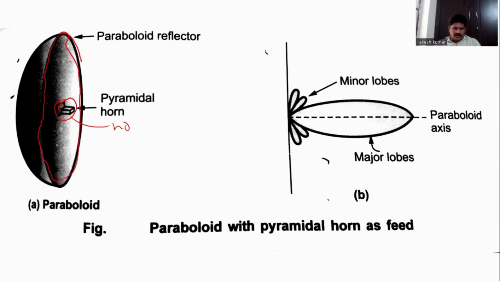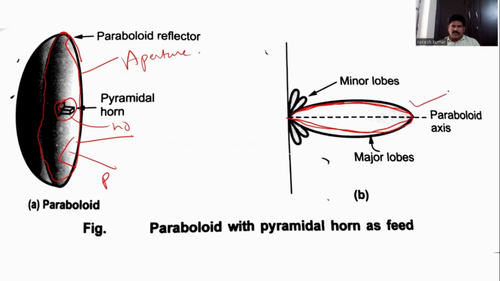The open end of the paraboloid is called the aperture. By using this, we will get pencil beams, very high gain beams. It will radiate particularly in that direction. So by using this type of parabolic reflector shape, we get the pencil beams.